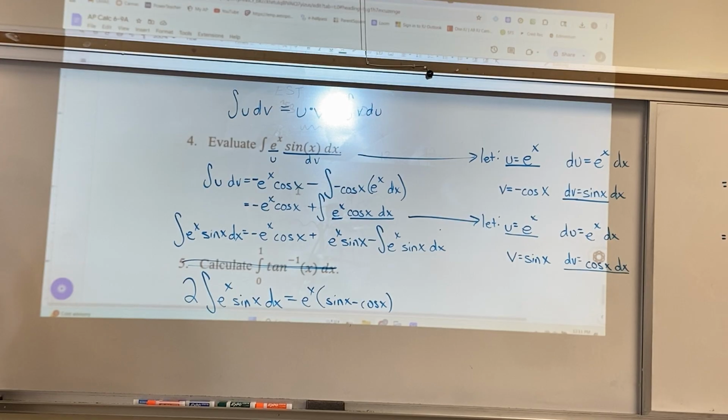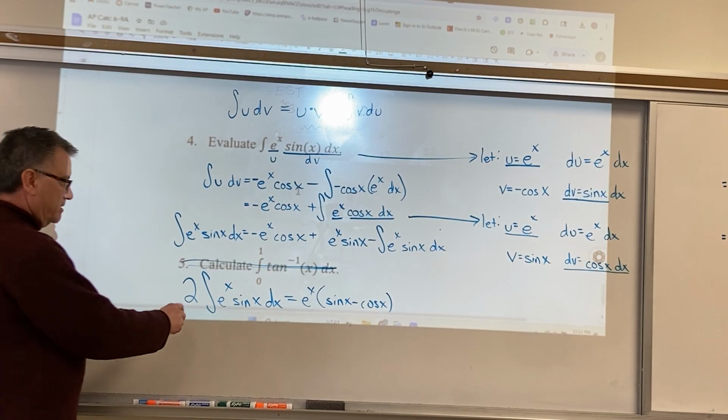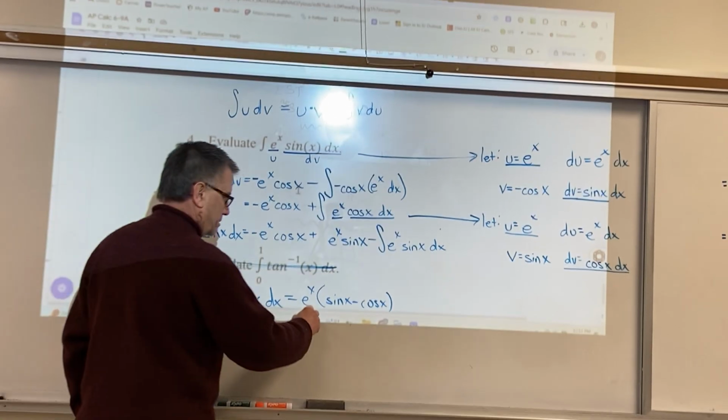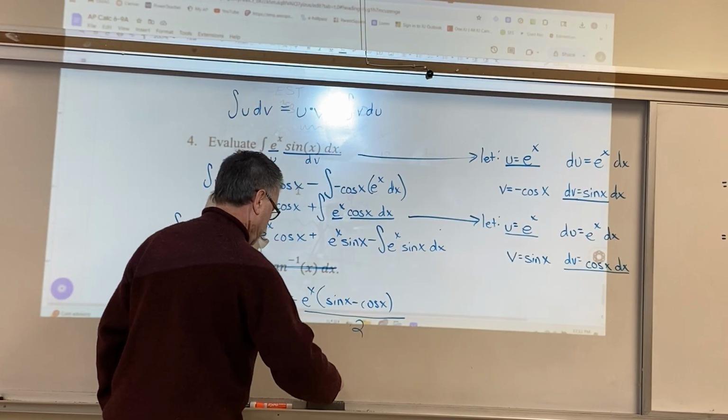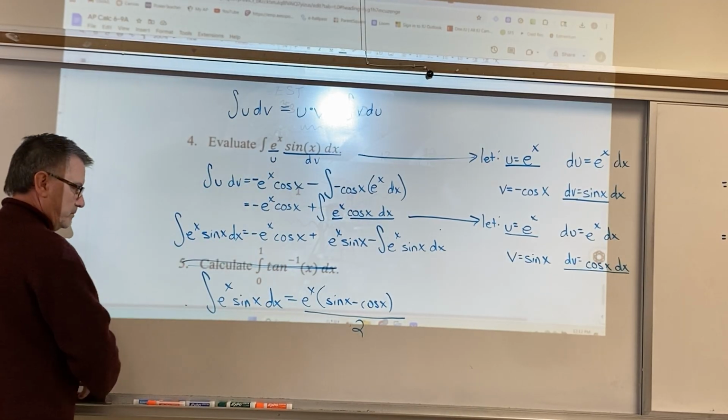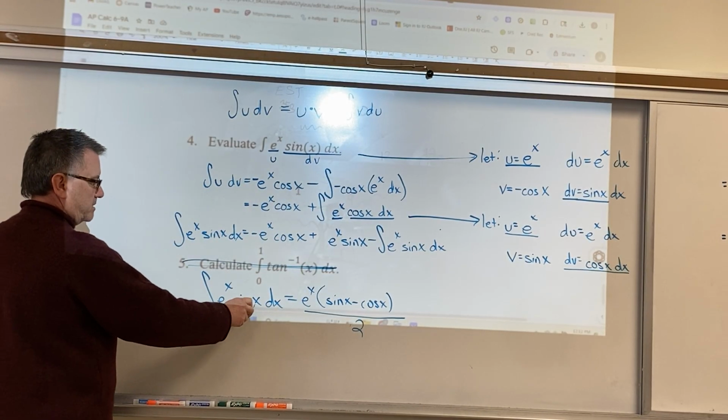That's what I was telling you. Is that what you were saying? Yeah, instead of putting the whole integral, I just call it I, and it's simpler, like it's a variable. Divide by 2. There's the integral of e to the x sine x dx.